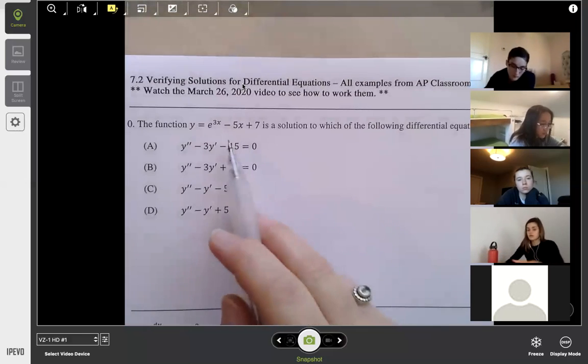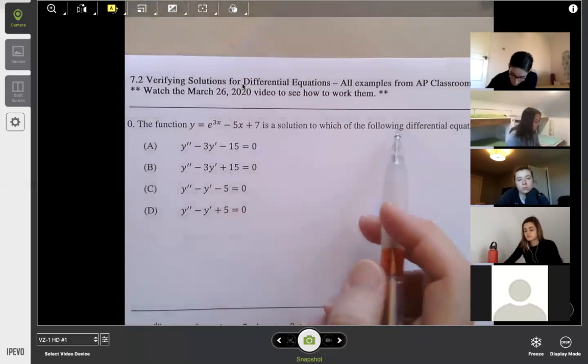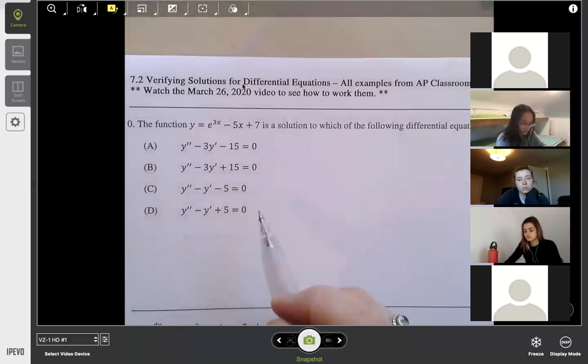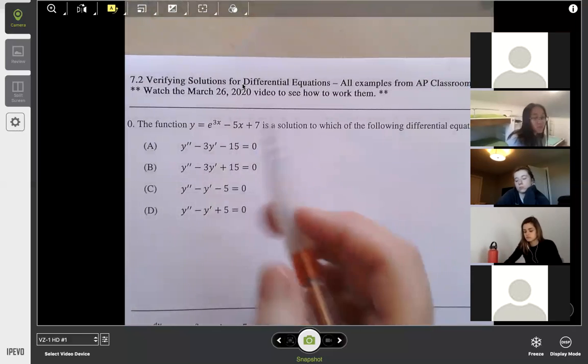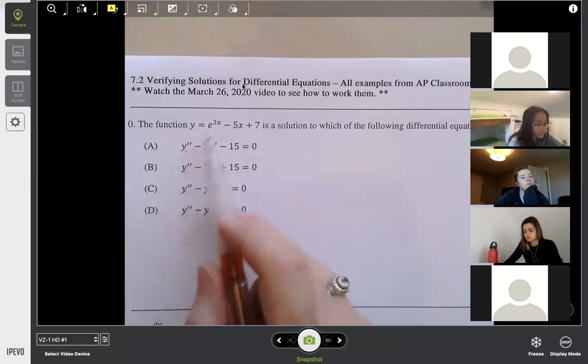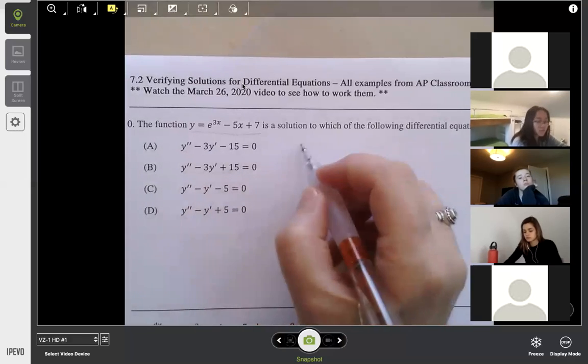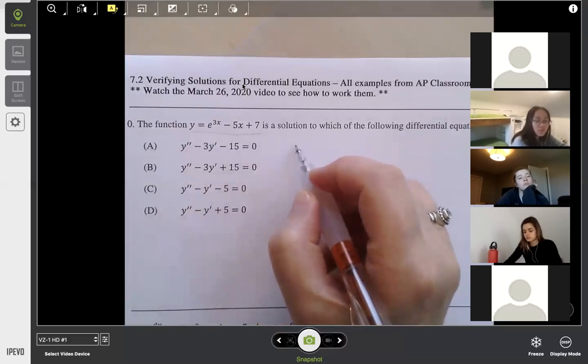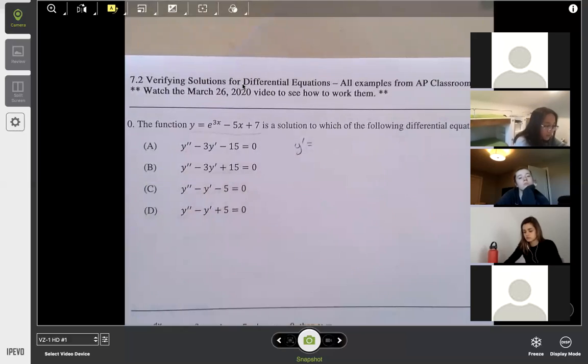So the function is a solution to which of the following differential equations? Oh, that's fun. You're not just asked to verify, you've got to figure out which differential equation it's going to work in. So notice there's a first and a second derivative in the differential equation. So I would take this and I would figure out what y prime is.